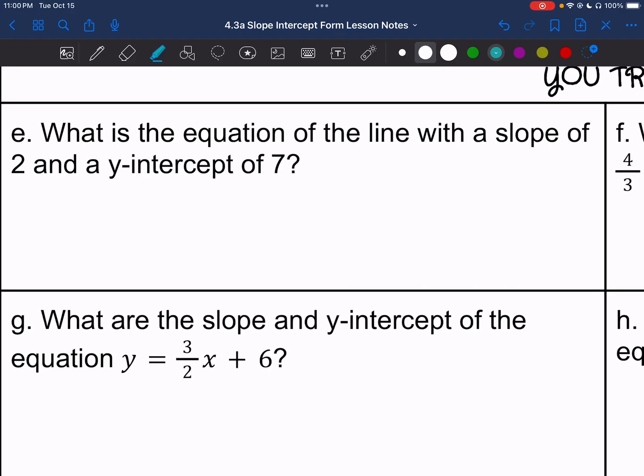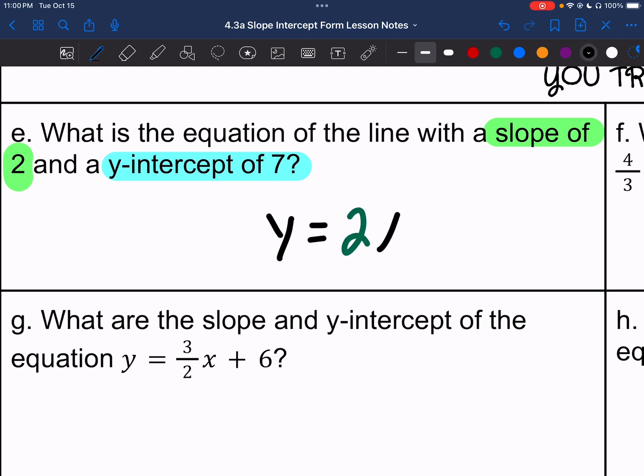Letter E, we are looking for an equation with a slope of 2 and a y-intercept of 7. So we're going to go ahead and write that equation. Y equals 2 times x plus 7.